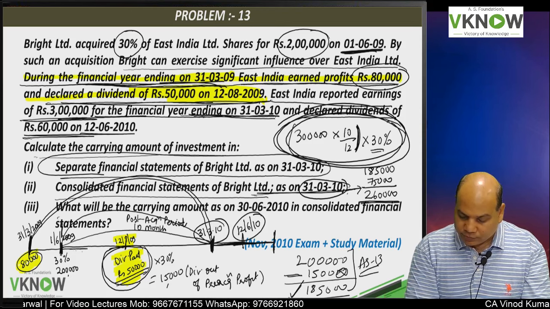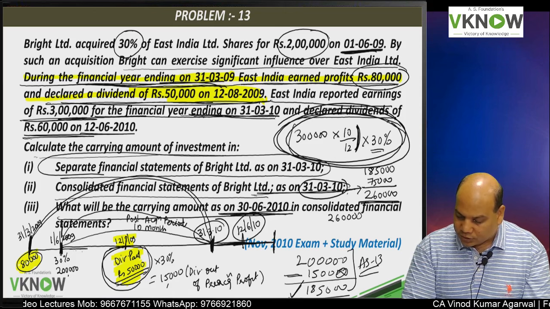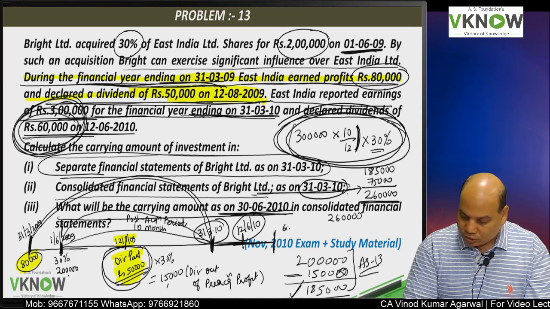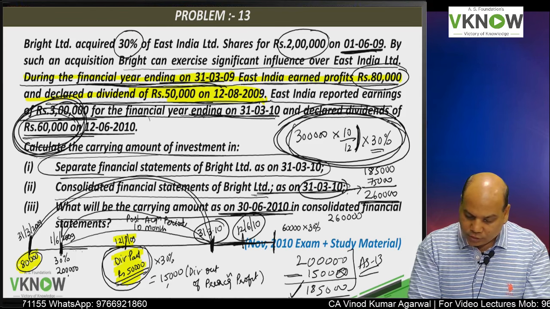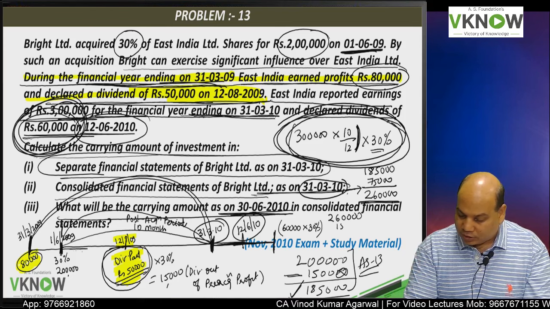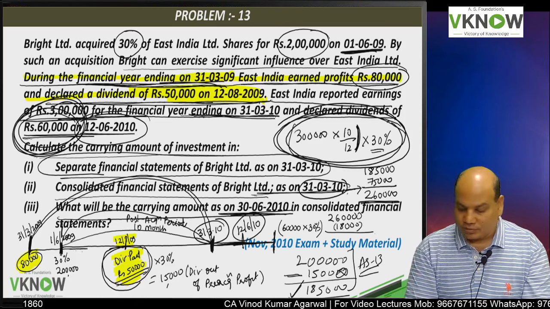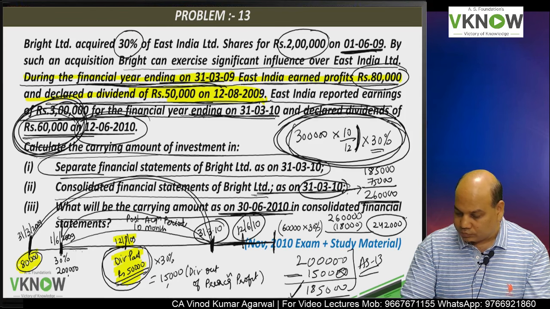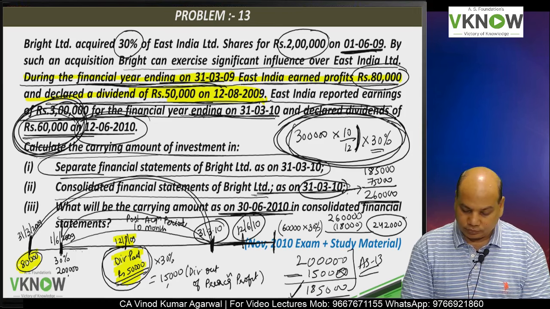And the third question is carrying amount on 31st March 10. So I will take 2,60,000 and this dividend 60,000 rupees into 30% will be deducted because dividend was received on 12 June and we are computing on 30th June. So 18,000 you are going to reduce from 2,60,000. So what is the balance now? 2,42,000. Oh my God.